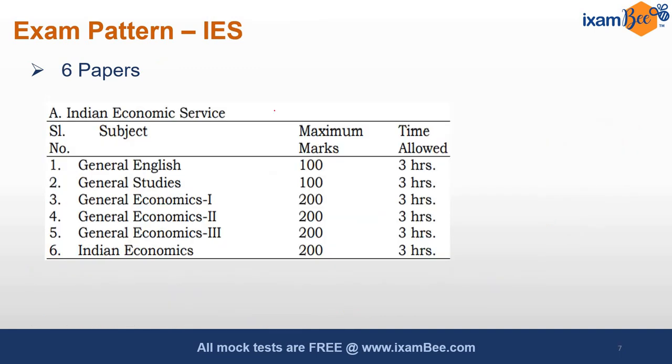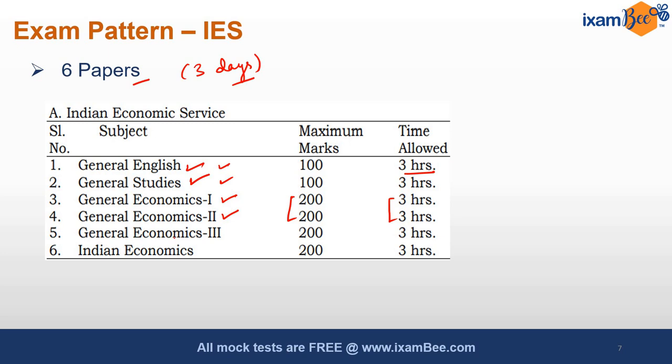Now in IES you have 6 papers. So the examination is conducted in 3 days. On the first day you have to give general English and general studies examinations for 3 hours each, and the marks allotted are 100 each for both these papers. Then on the second day you have general economics 1 and general economics 2 papers. Both of them are for 200 marks each, and you get 3 hours each to write the examination.